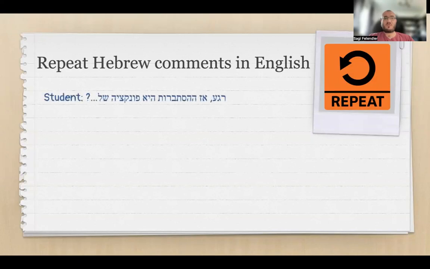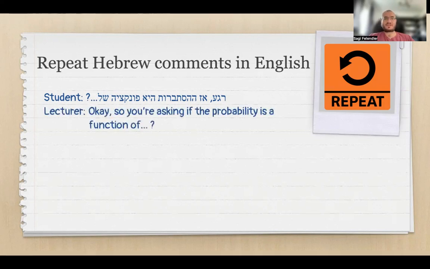In this case, what's important to do is to make sure that even though the student uses Hebrew, you give the English version to the students. In other words, let's say a student asks, רגע, אז ההסתברות היא פונקציה של, okay, before answering the question, as the lecturer, you may want to say first, before answering, okay, so you're asking if the probability is a function of, okay, really just repeat the question back to the student in English.